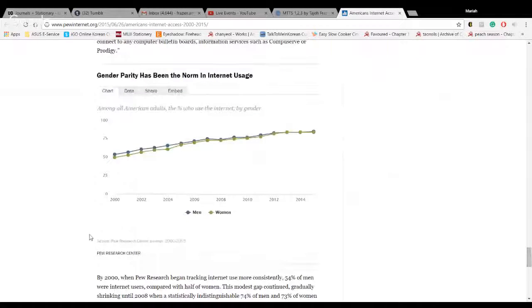And it is also separated by gender. In 2000, men were more likely to use the internet, but as time goes on, both men and women are about equally as likely to use the internet. So that one is not as significant.